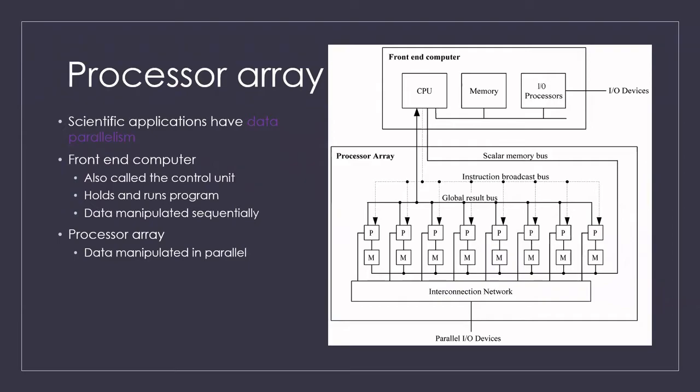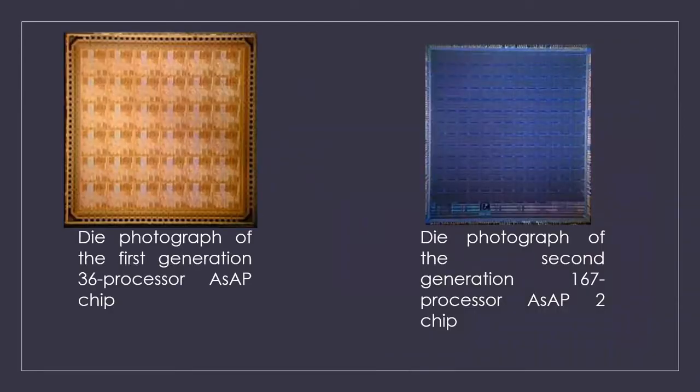Now, let's see this diagram. The primitive processors labeled as P are attached to their own local memory labeled as M. They are connected using a network. And altogether, they are controlled by a front-end computer which has its own console, its own CPU, memory and I/O processors. This slide shows the die photograph of processors, one of the first generation chip and one of the second generation chip.